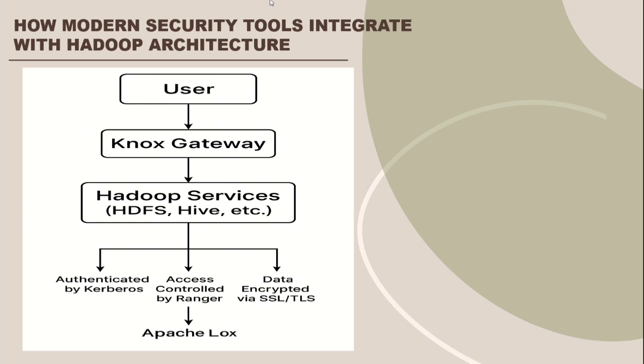In short, this diagram shows a full security flow from user authentication to access control and secure communication, all managed through the Knox gateway in the Hadoop ecosystem.